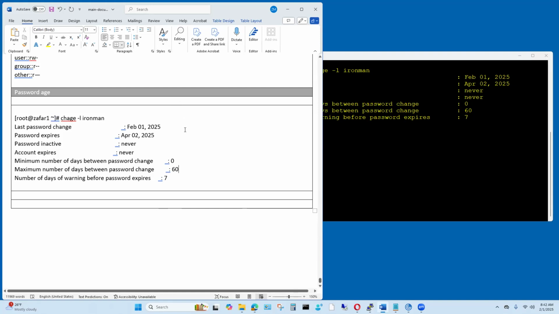Never. Okay, so let me explain what the output is here. The one I have on my screen is a good output. Last password change. So we changed it today, right? So that's why it's gonna show the timestamp. And when is the password gonna expire? 2 months from now, April 2nd. So that's 60 days.